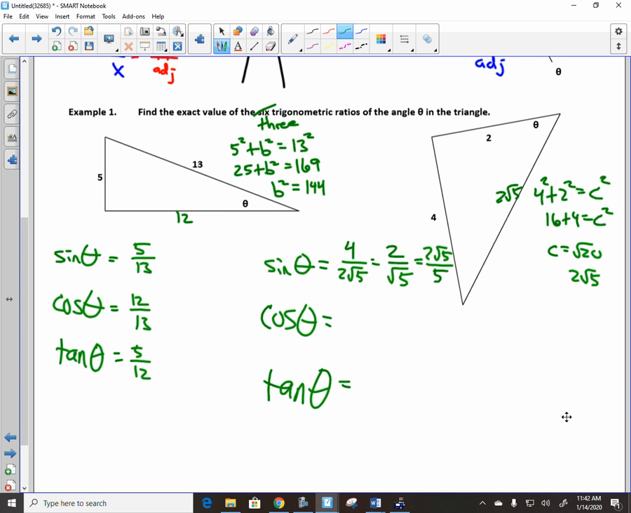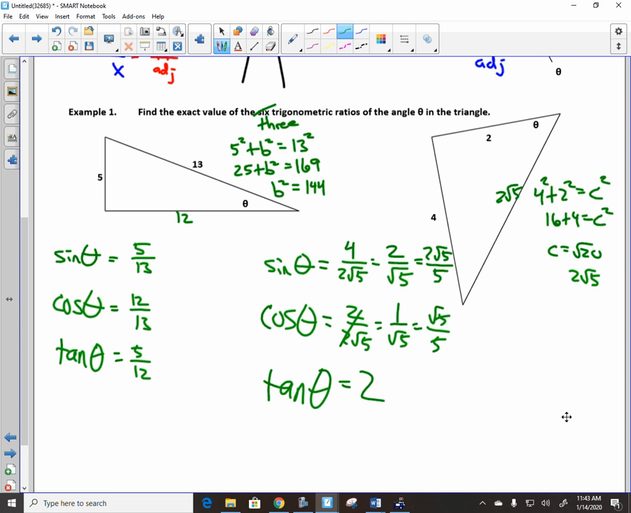Okay, then cosine will be the adjacent, which is 2 over 2 roots of 5. The 2's cancel. 1 over the root of 5, you multiply top and bottom, you get the root of 5 over 5. And then the tangent of theta will be the opposite over the adjacent, which is just 2.